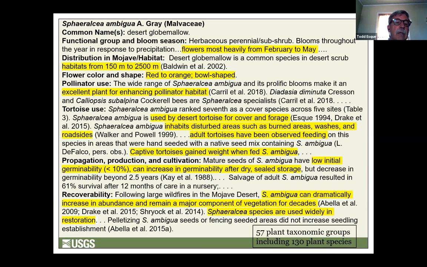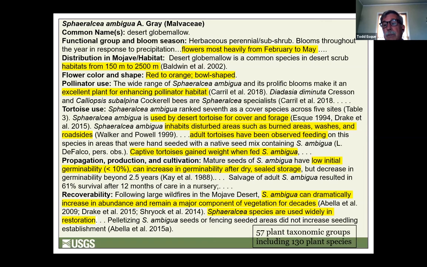Documentation of pollinator use and tortoise use. Propagation, production, and cultivation methods that are available in the literature at this time. And then the potential recoverability. And I feel like this section made the bulk of this paper by weight and took the most time to work on. But I feel like it's just the tip of the iceberg with what is possible out there.